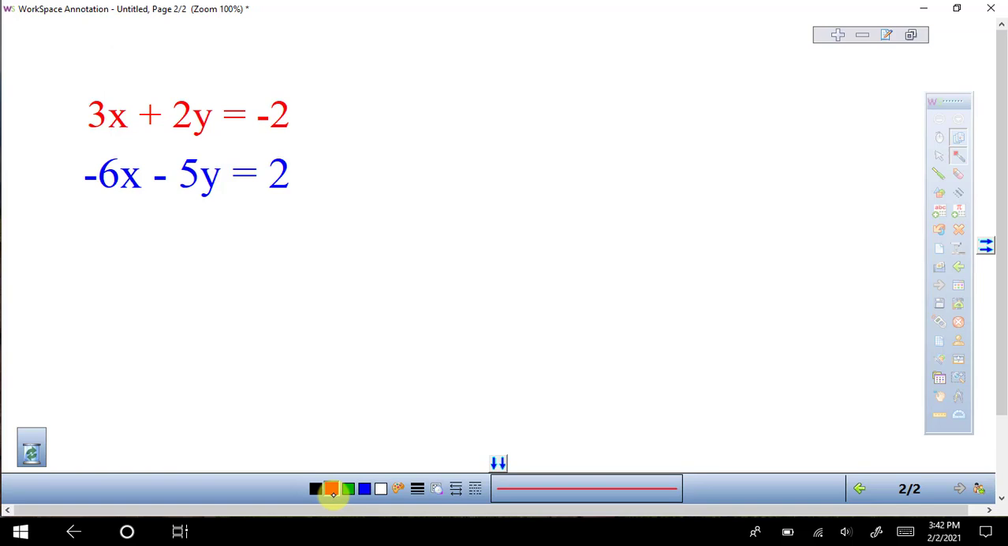Elimination works really well when we have coefficients that are inverses of one another, a 3x and a negative 3x, or a 2y and a negative 2y. And you can see in this case, we don't have that. So again, we're going to have to fix one of these equations so that we can get either x or y to cancel out. The way we decide that is, really we can use either one, but we'd prefer to pick the one that would be easiest to cancel.